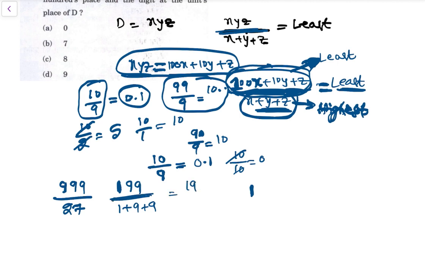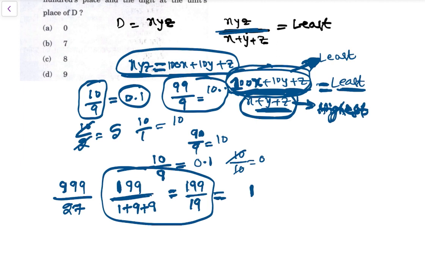So that is 199 divided by 19. ठीक है, so 199 divided by 19, you will get some value. So this case this would be the least. ठीक है, in this case you will get the least because ये इधर least possible value है.